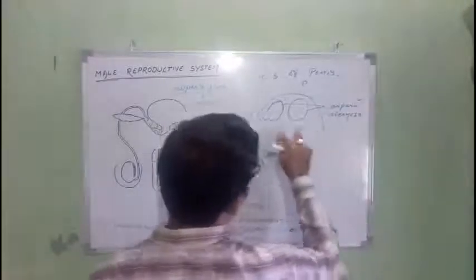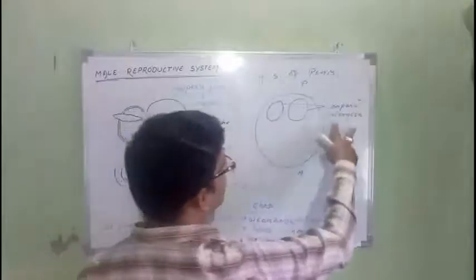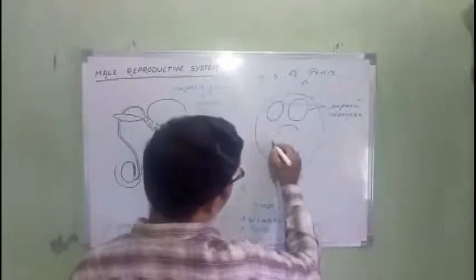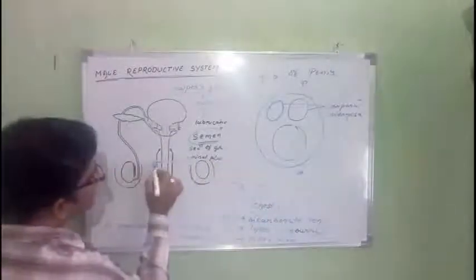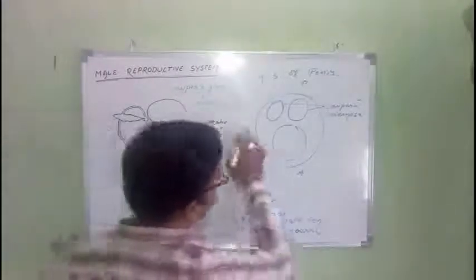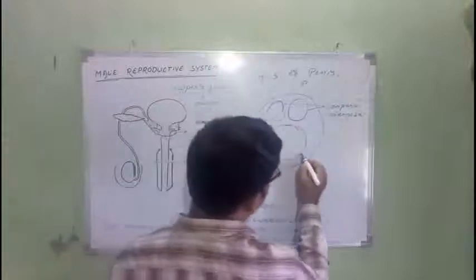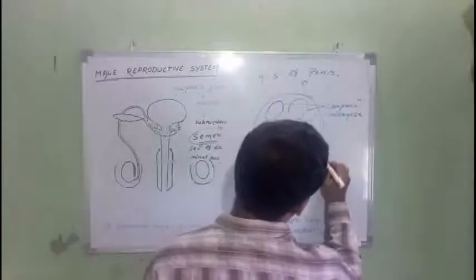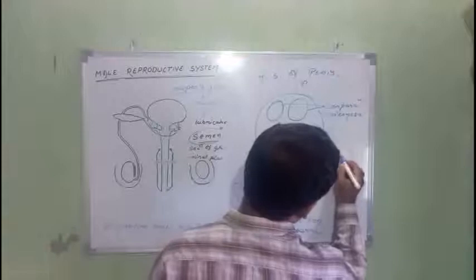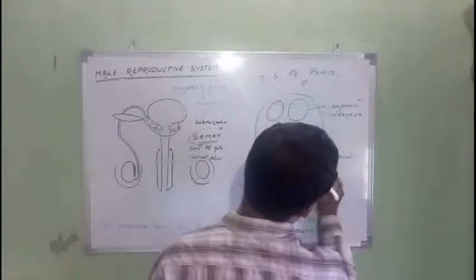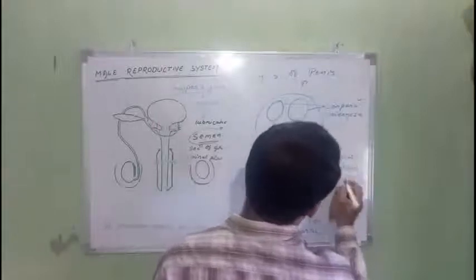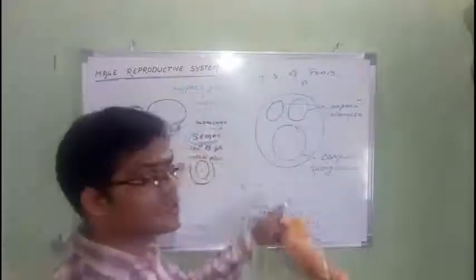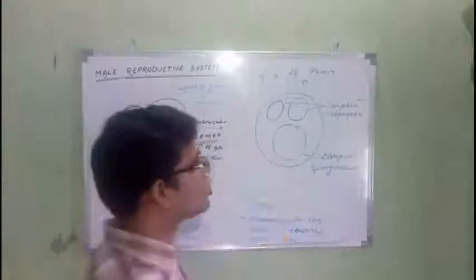Corpora cavernosa. These two tissues are named corpora cavernosa. Another kind of tissue is also present here. This is the transverse section of the penis. If you cut it, you can see it like this. This tissue's name is corpus spongiosum. This is corpora cavernosa, and this part is known as the corpus spongiosum.